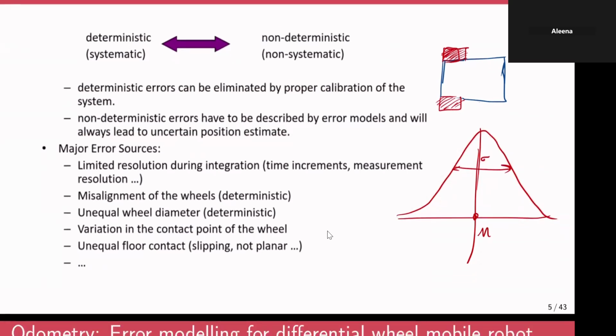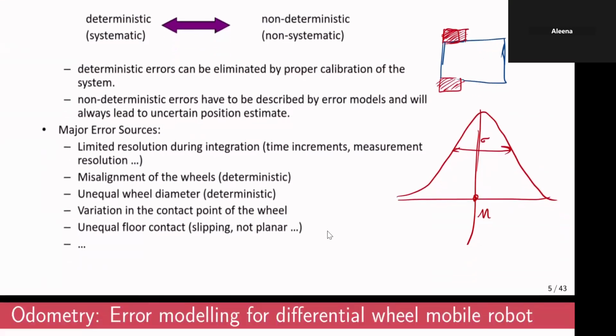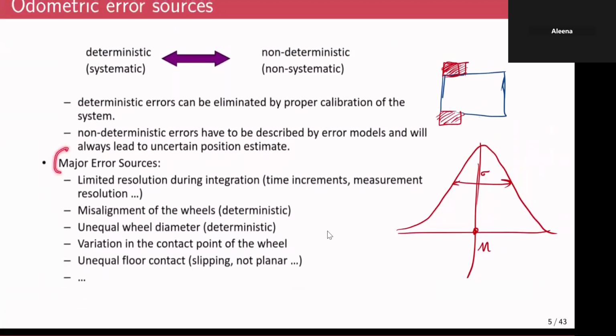All right, then what are the other sources? We also see the major error sources in a wheeled mobile robot. The first thing is limited resolution during integration. This is not a deterministic error, because we can only improve the resolution of integration so far.